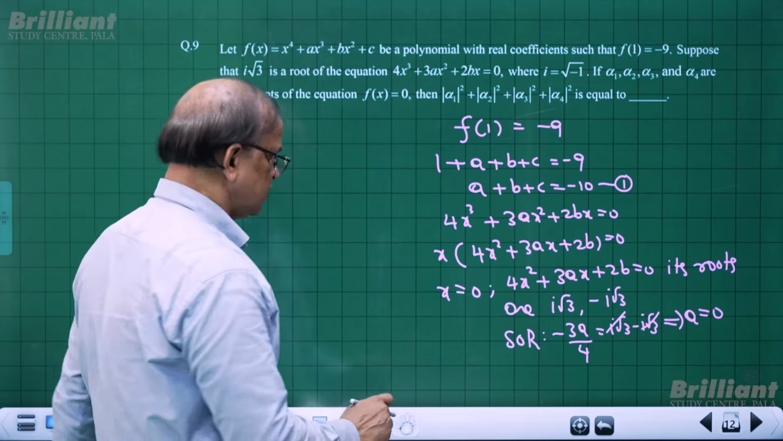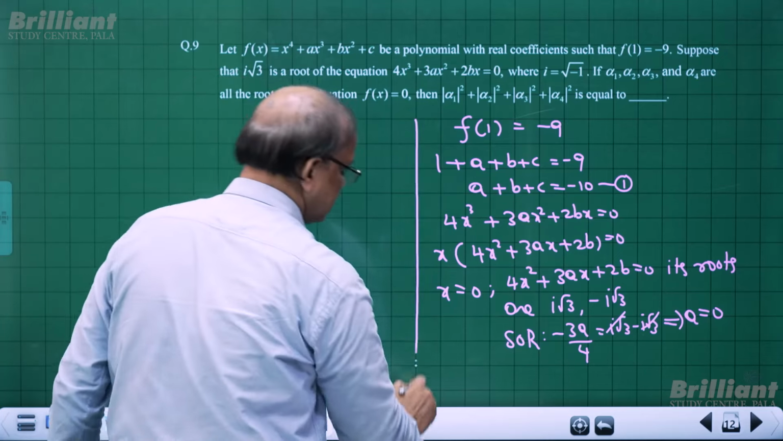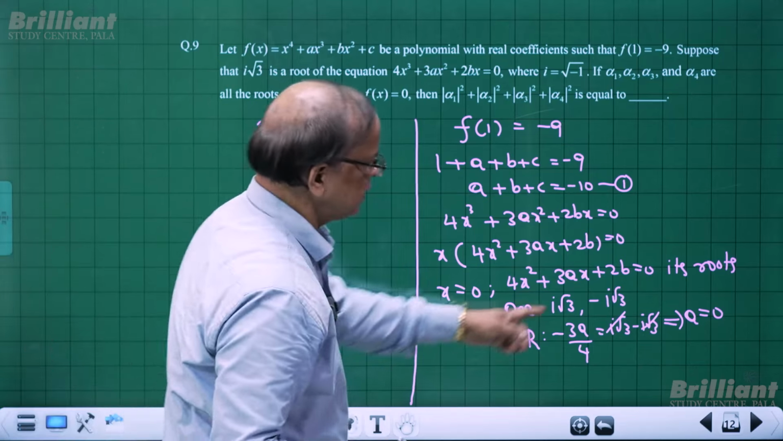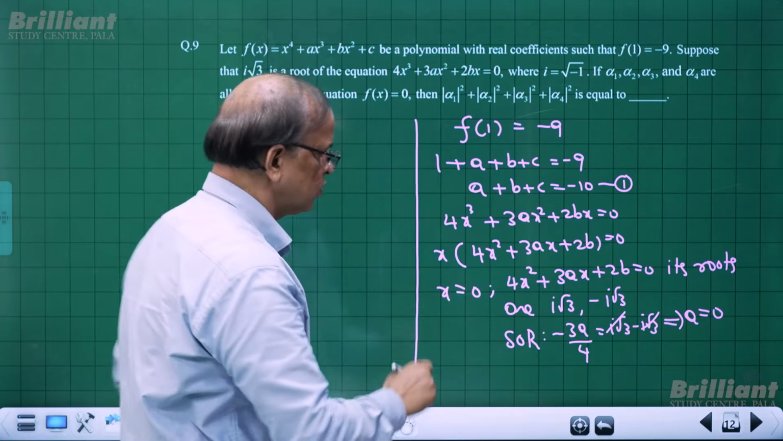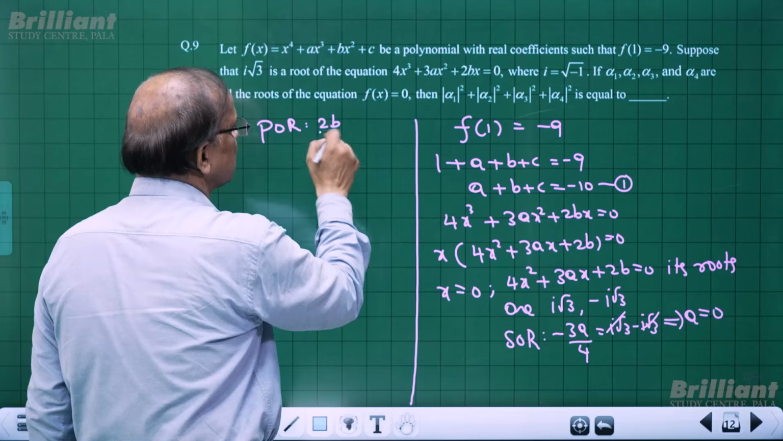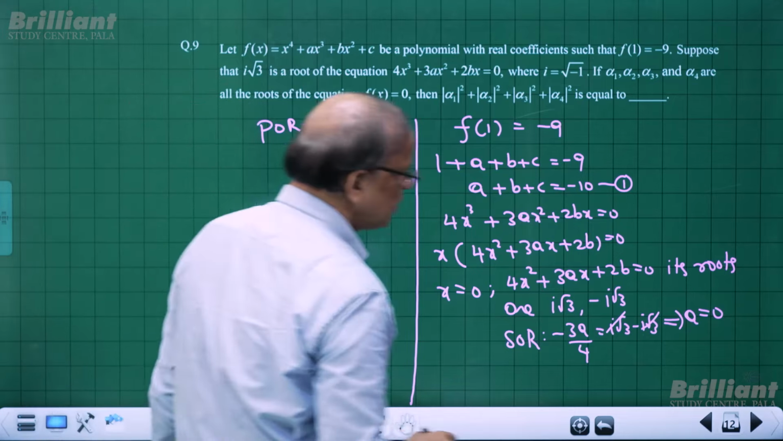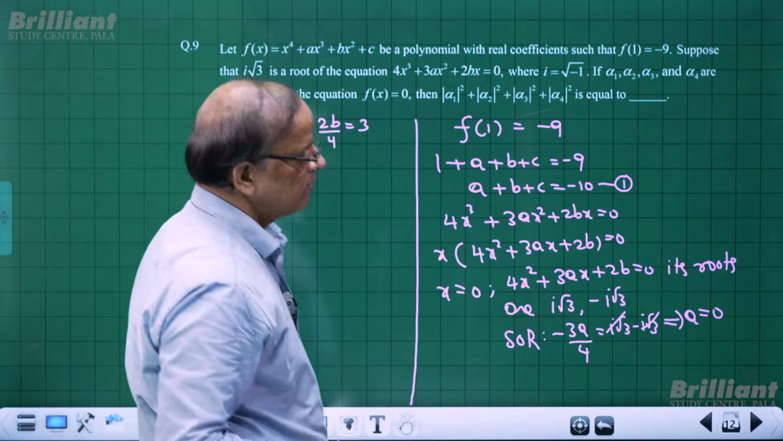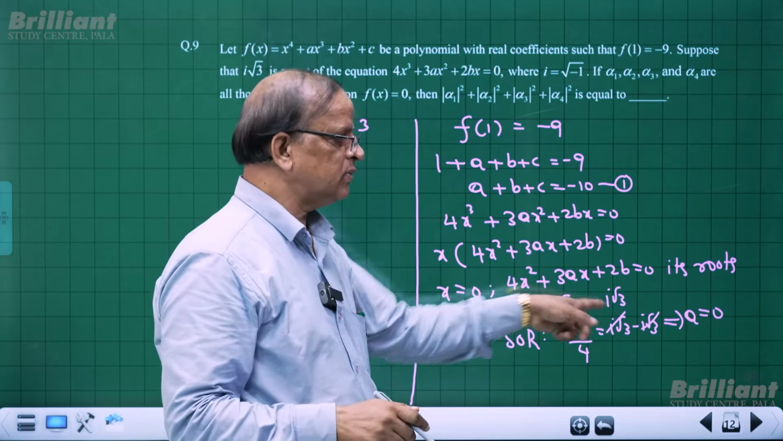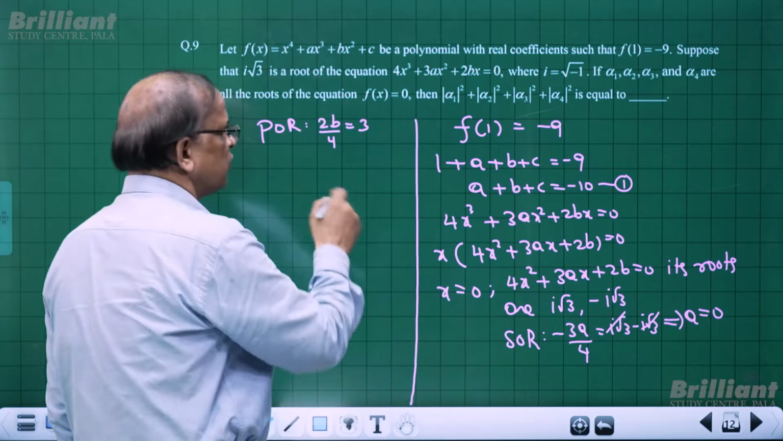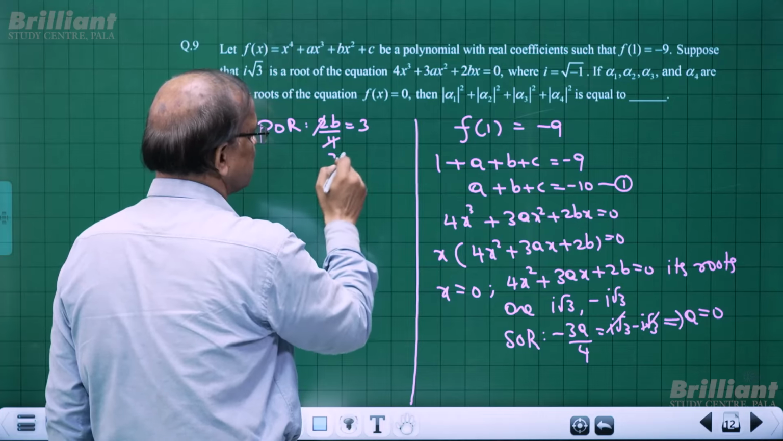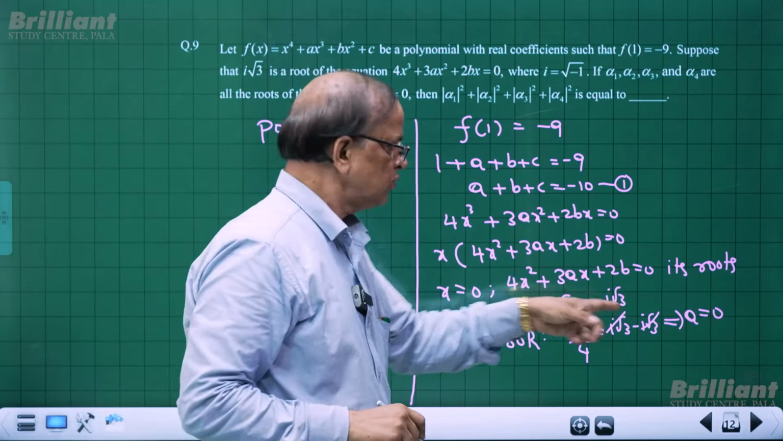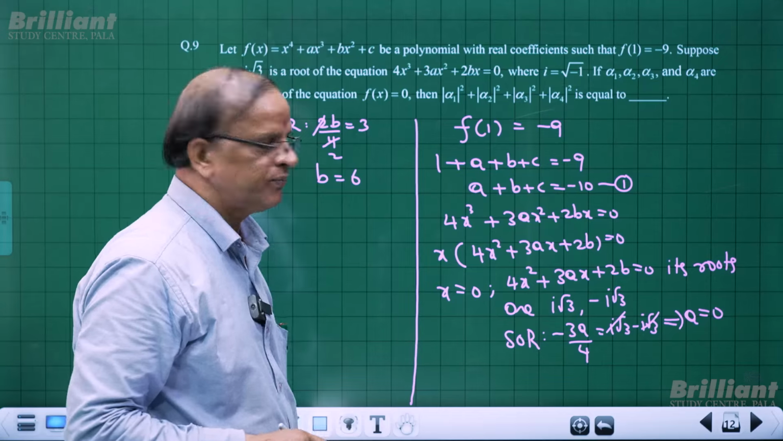I will take the product of roots also. So, the product of roots is equal to c by a, that is 2b by 4, but this is equal to the product of these, that is 3, because i square is minus 1 and minus times minus root 3 squared is 3. Therefore, b is equal to 6. So, now you know the a value and the b value, then we will find the c value, right.